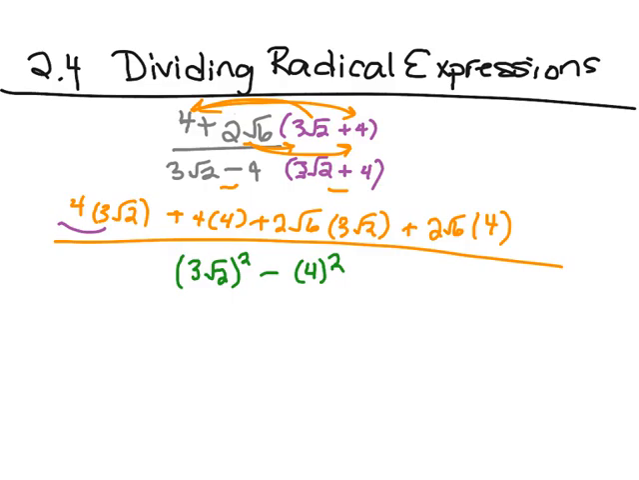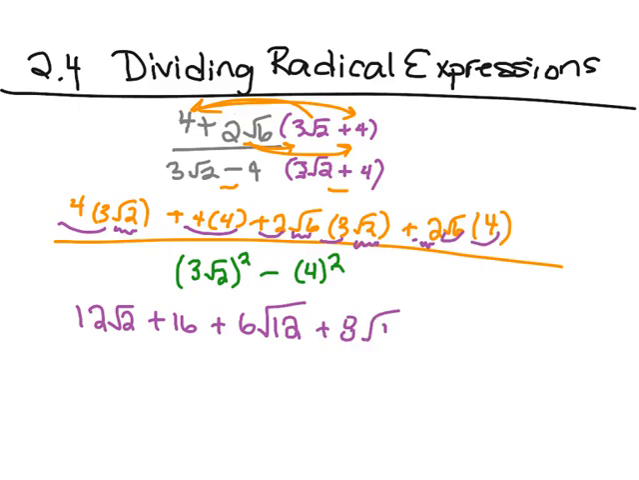So we have 4 times 3 is 12, and just a root 2, so 12 root 2. 4 times 4 is 16. 2 times 3 is 6. 6 times 2 under the radical will be root 12. And 2 times 4 is 8, and then a root 6. So that's our top. On the bottom, we're going to have 3 squared times 2, this will cancel, minus 4 squared, which is 16.